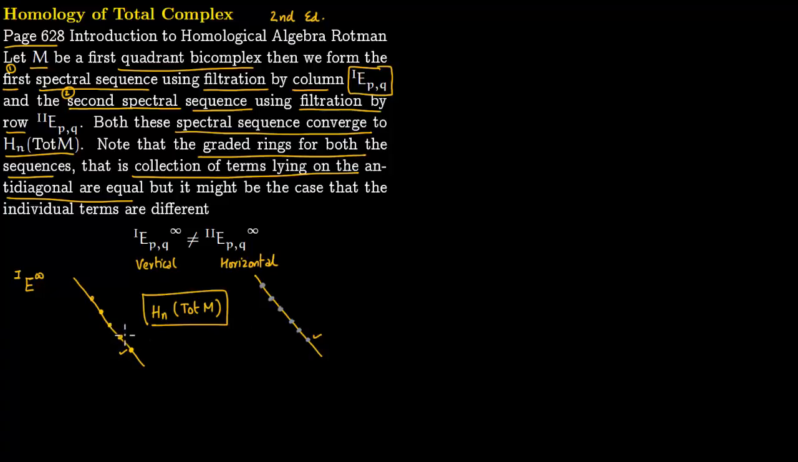That is because both vertical and horizontal filtrations will induce a different kind of filtration on the homology group. But the direct sum would be the same. Take the direct sum here, you will get Hn of the total complex. Take the direct sum here, you will again get Hn of the total complex. But you cannot guarantee that these individual terms are the same. They might be in some sense jumbled up.